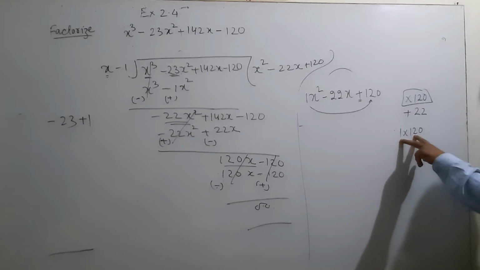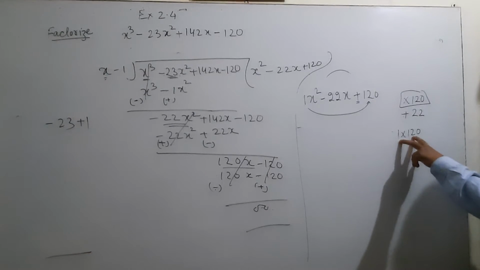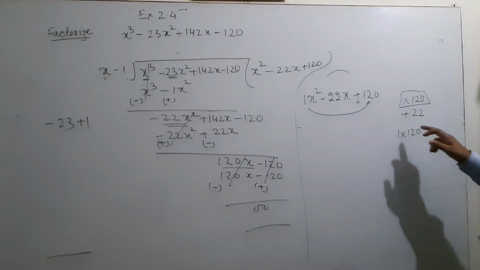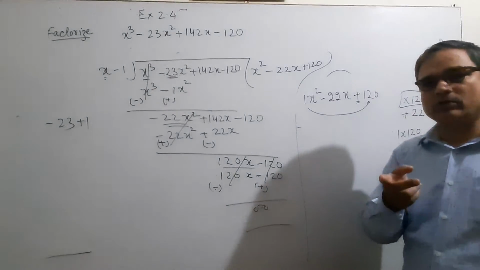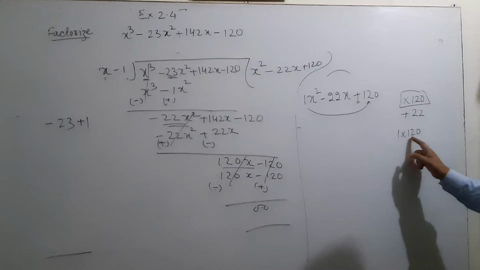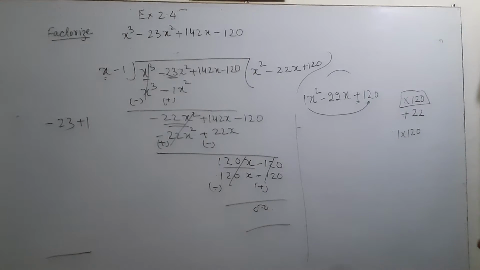This is not equal to 120. Sorry, 22. But the product is 120. We need to find two numbers whose sum is 22, and their sum is not equal to 22 here. Now you have to take the next pair.